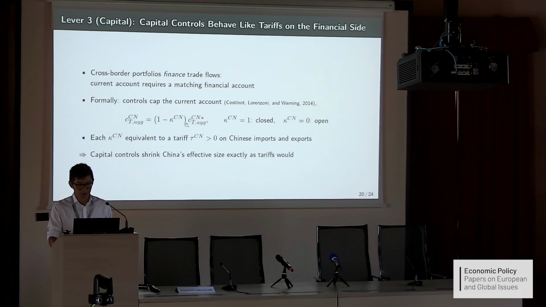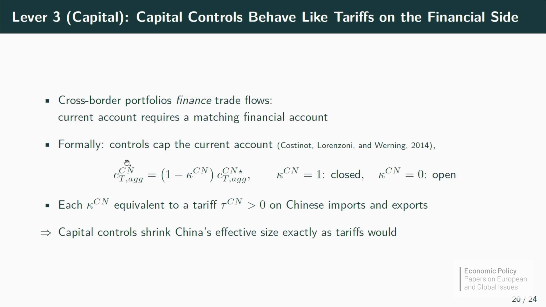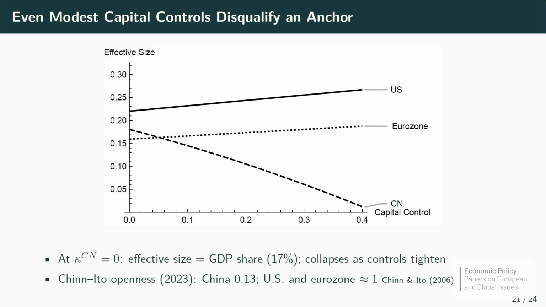All right, and so we formally introduced this restriction in our framework to think about China, and we say that suppose China imposes capital controls, essentially what they do is they're shrinking the amount of traded goods that they can import by some factor kappa. And if there's a fully closed capital account, then trade has to be balanced. You can't import or export at all. And so what you essentially see from this setup is that each capital control can be equivalent to some sort of tariff on Chinese imports and exports. And as a result, capital controls will shrink China's effective size exactly as tariffs would.